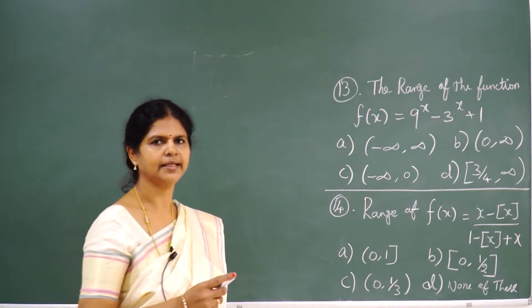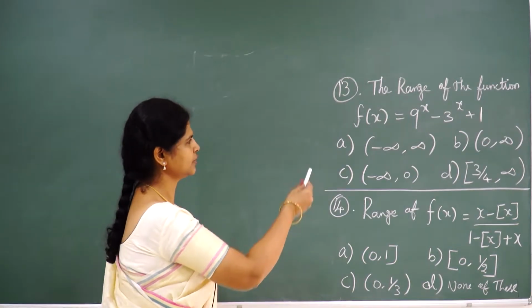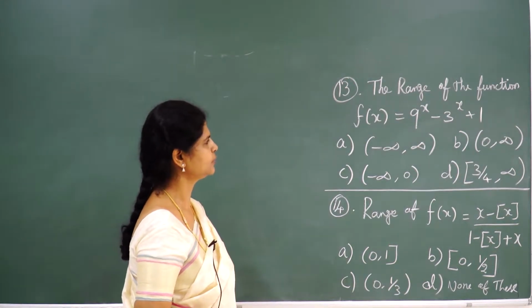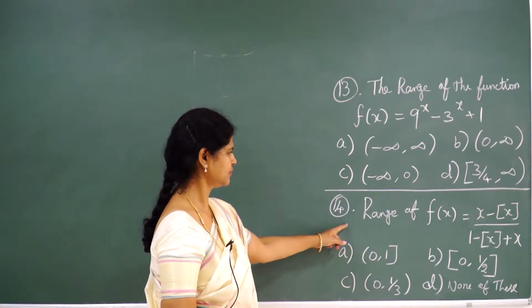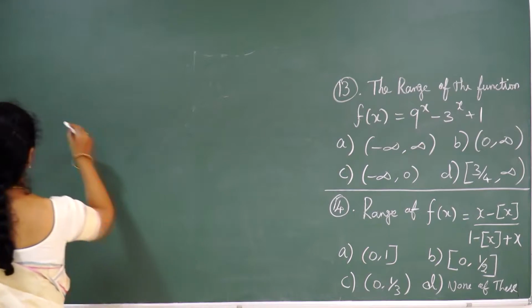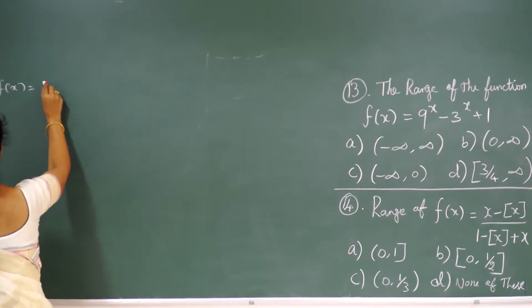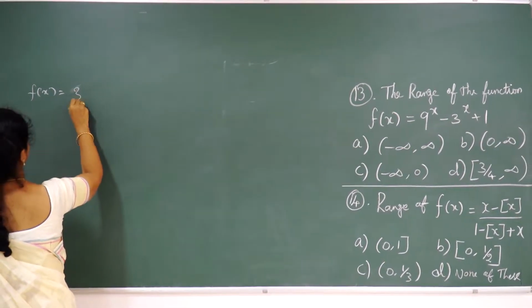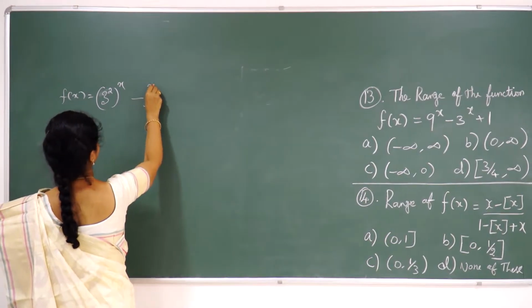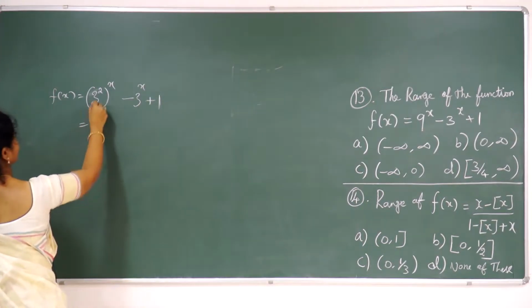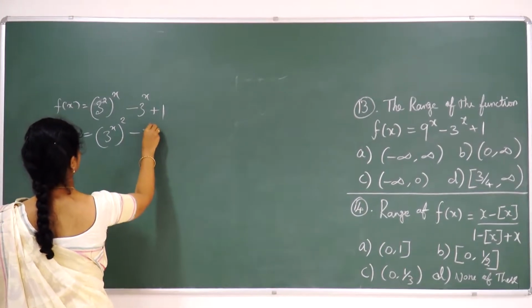Okay, next, find the range of the two functions. The first function is a power function, 9 to the power x minus 3 to the power x plus 1. The second function is a greatest integer function. The first one is f of x equal to 9 to the power x minus 3 to the power x plus 1. You can write it as 3 squared power x minus 3 power x plus 1, so next you can write it as 3 power x the whole square minus 3 power x plus 1.